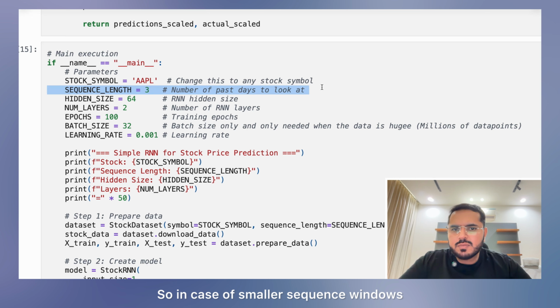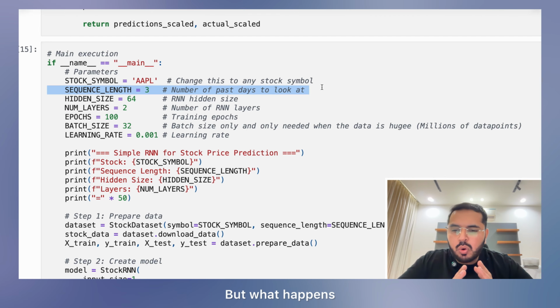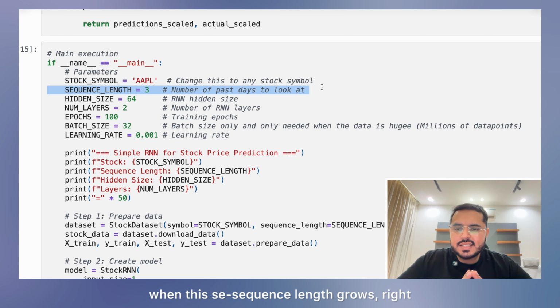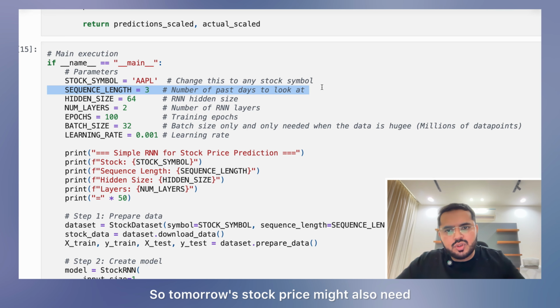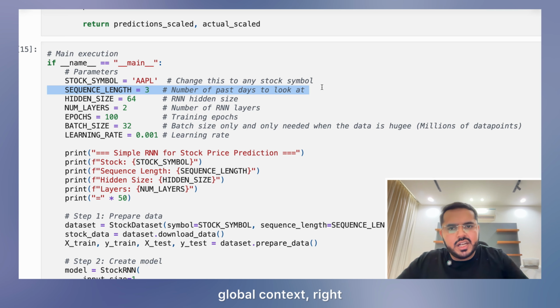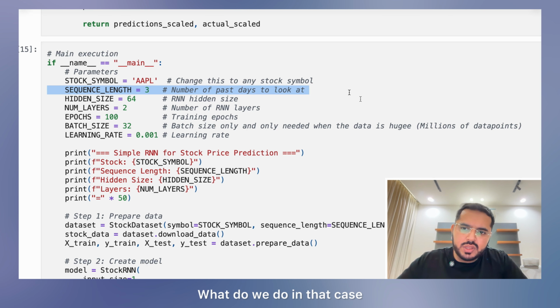In case of smaller sequence windows or smaller sequence length, RNNs work nicely. But what happens when the sequence length grows, right? It's not always the case that the stock price of Apple on the fourth day is only dependent on the past 3 days. Tomorrow's stock price might also need global context. It might need past 100 days of stock data. What do we do in that case?